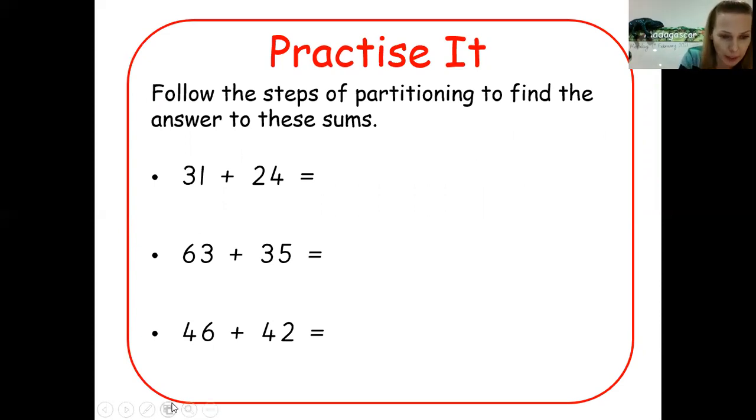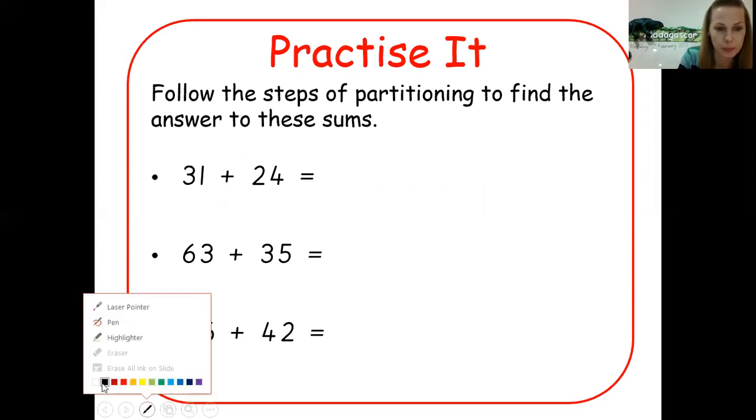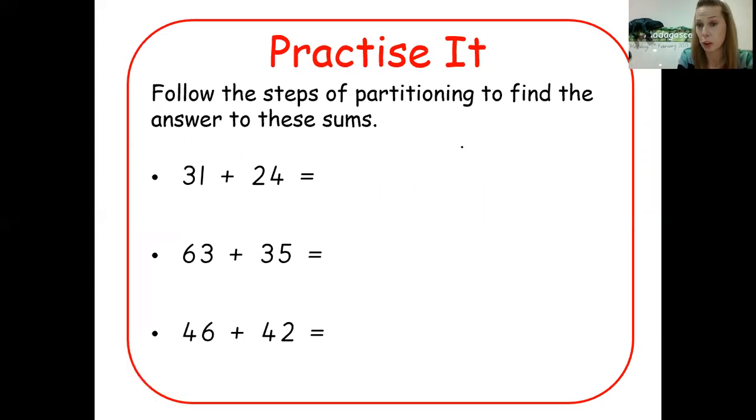So I'm going to find my pen and I'm going to draw it just like before. Okay, so you can check whether you've got it right. So 31, so that's 3 10s and 1 1, and I've got to add 24. So I know that's made up of 2 10s and 4 1s. 1, 2, 3, 4.